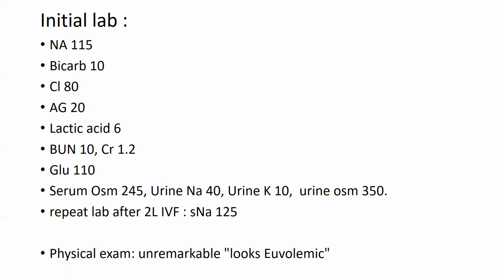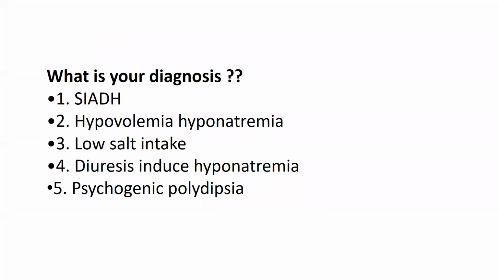So having low urine sodium and high urine osmolarity, you can rule out low solute intake. You can rule out polydipsia. From the urine osm by itself, I can rule out polydipsia and low solute intake, but I cannot rule out SIADH. I cannot rule out hypovolemia. I cannot rule out diuretics.